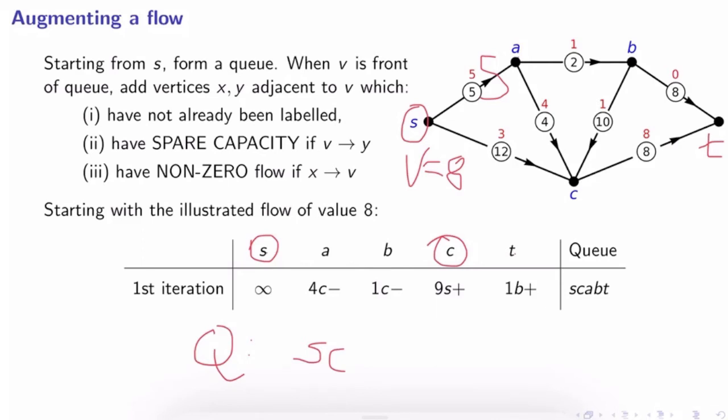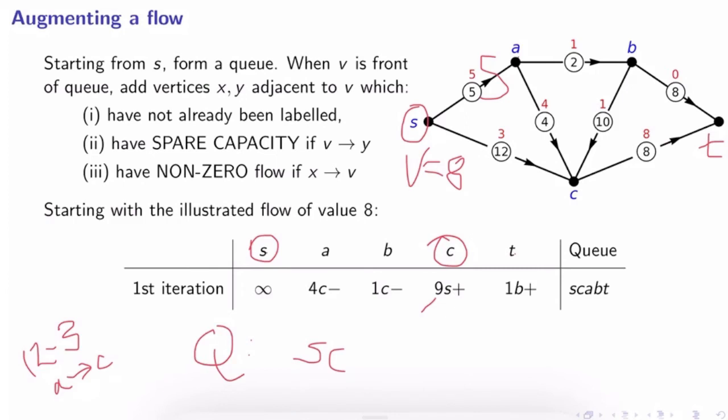And C gets given a label. It's a bit like in Dijkstra's algorithm. So the numerical label it gets given is the 9, because the 9 comes from 12 minus 3, which is the spare capacity of the edge SC. So that's fine. So we put C on the queue.